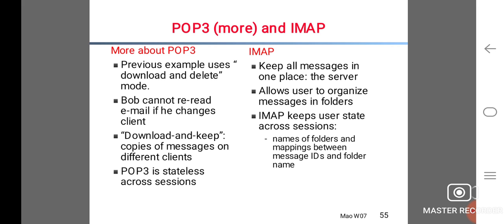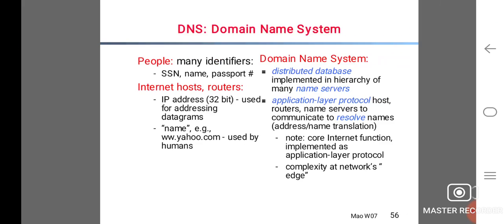POP3 more, and IMAP. The previous example uses download-and-delete mode. The user cannot reread email if he changes client. Download-and-keep keeps copies of messages on different clients. POP3 is stateless across sessions. IMAP keeps all messages in one place, the server. It allows the user to organize messages in folders. IMAP keeps user state across sessions: names of folders and mappings between message IDs and folder names.